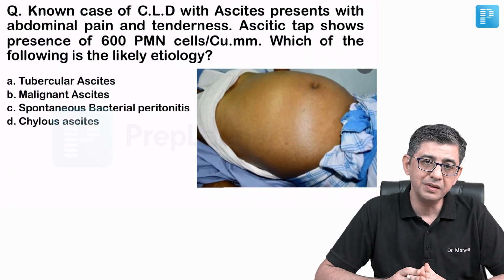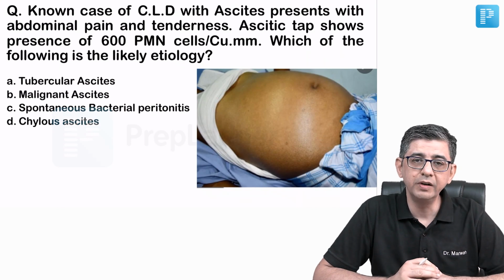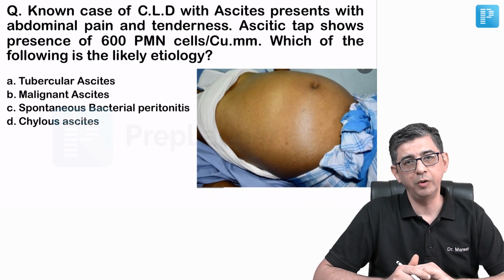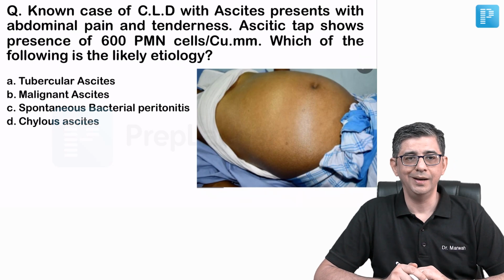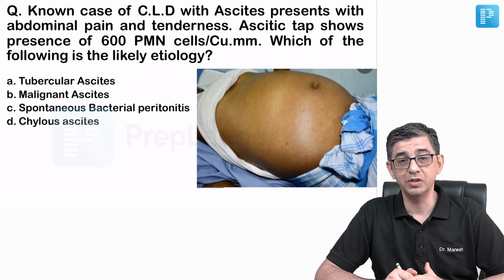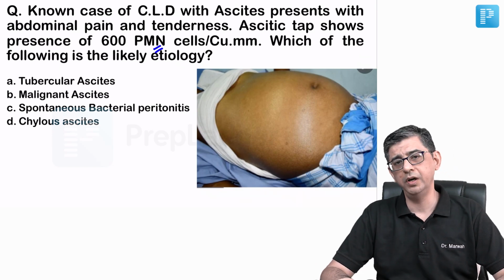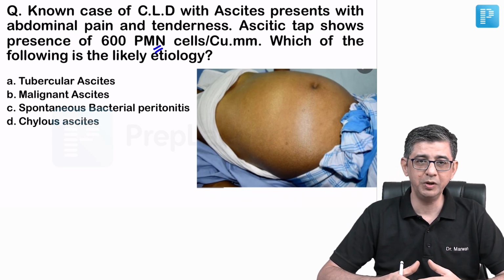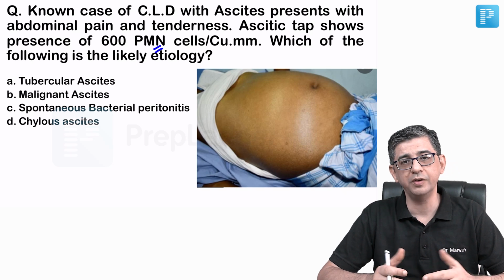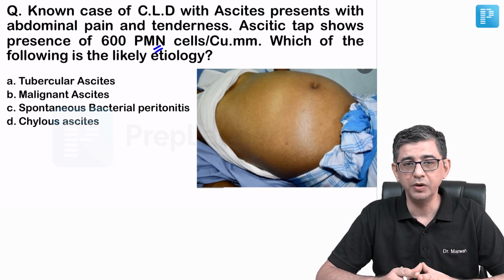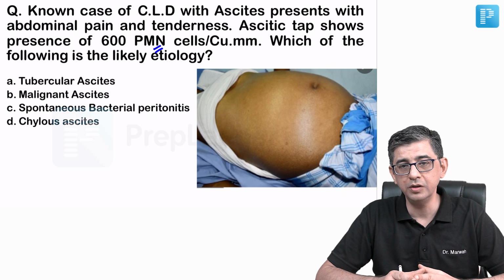Coming to the second question, he said a known case of chronic liver disease with ascites presents with abdominal pain and tenderness, and the ascitic tap of this patient shows 600 neutrophils per cubic millimeter. You see, neutrophils have no business to be in the peritoneal cavity in the first place. Forget about peritoneal fluid. So he says, which of the following is a likely etiology?